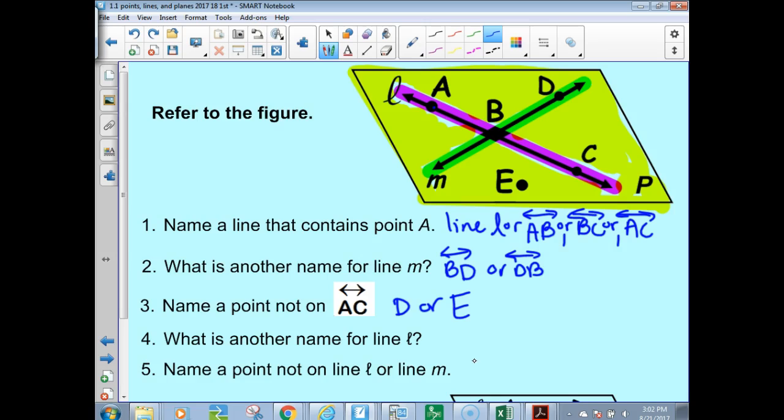And you don't have to write the word point. It's okay if you did, but I'm not going to take off if you don't. D or E. All right, another name for line L, please. Another name for line L. Go ahead, Priscilla.